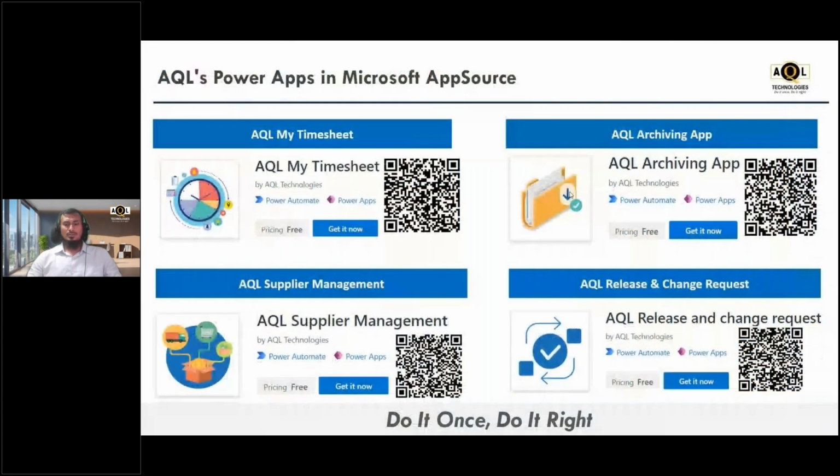Let's look into some of these Power Apps developed by AQL and available from the App Source. You can download and use them as a trial version. We have apps like Timesheet. These are all Power Apps deployed to App Source. Timesheet app, then archiving, supply management, release and change requests. We also have a waste management app in the App Source. You can use it as needed for 30 days and then reach out to us if you want to extend that trial.